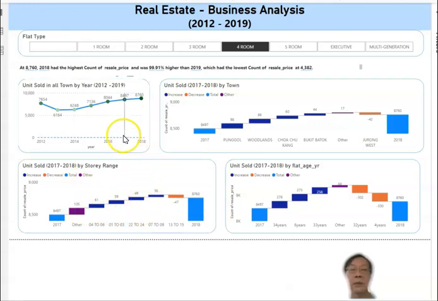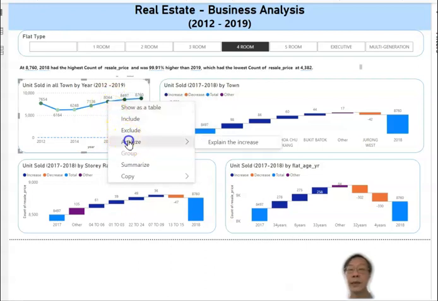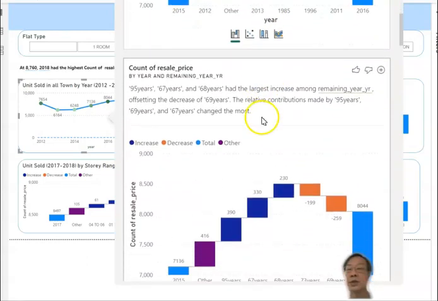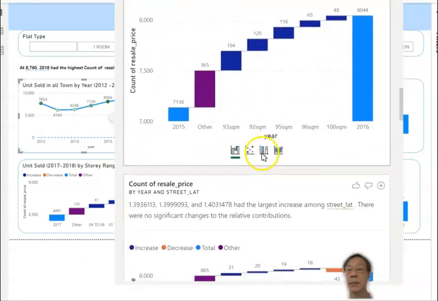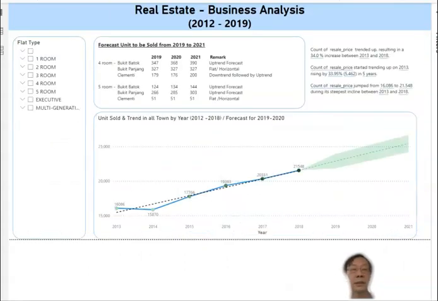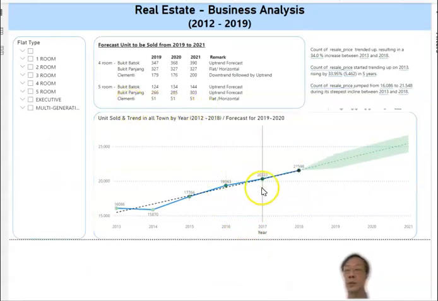In fact, this Power BI analysis is very useful. You can right click to find out, year by year, the main reasons causing the changes by clicking this. The final one is the trend forecasting the volume sold between 2019 and 2021.